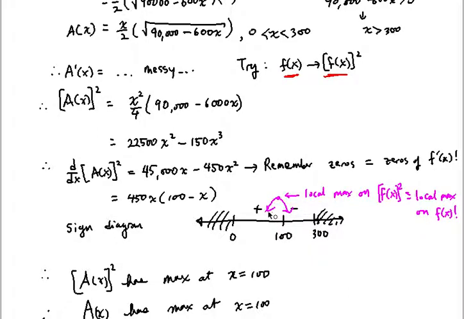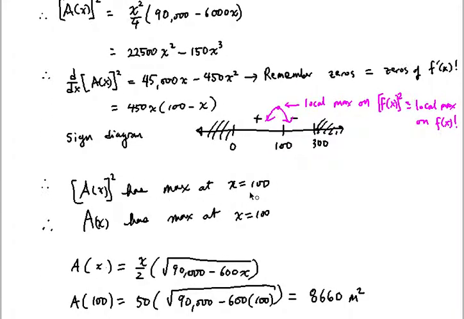And so therefore we can say there's a local max occurring on A of x, quantity squared. That's something that you shouldn't forget there. This is going to be the maximum on my squared function. But x equals 100 will tell me still the local maximum on my original function. So A of x squared has a max at x equals 100, and therefore A of x also has a max at x equals 100.